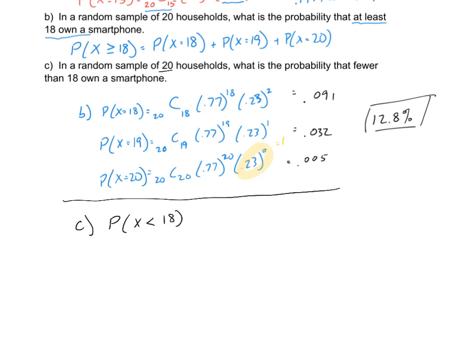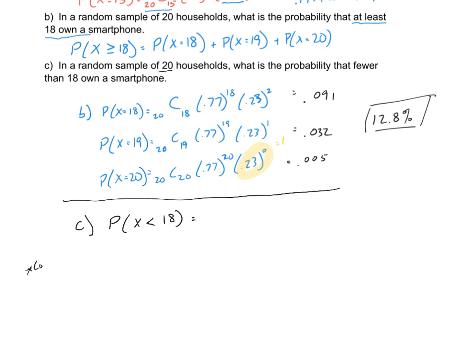And that at first sounds like it's terrible because I need the probability of 17 and 16 and 15 and 14 and 13 all the way down to 1 and 0. And that would be terrible. So let's not do that. Let's think about this and do it in a little bit more efficient manner. And what we're going to use is the complement.